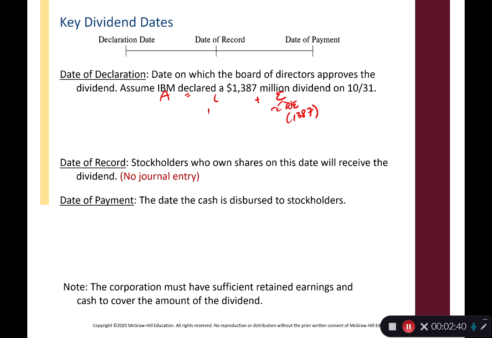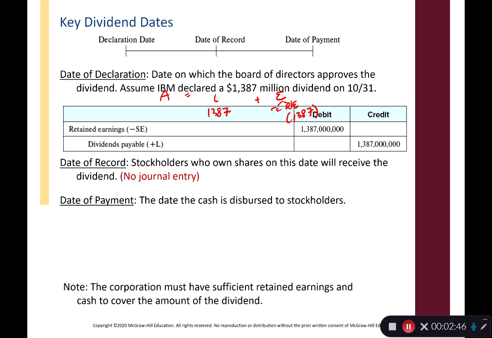And then our liability would go up 1387 because remember, we haven't paid it yet, but we've created an obligation to pay. So retained earnings goes down. You could also use a dividends account, which would later get closed into retained earnings. Companies can do either. They can debit retained earnings directly or debit dividends. And then you're crediting dividend payable at this point.